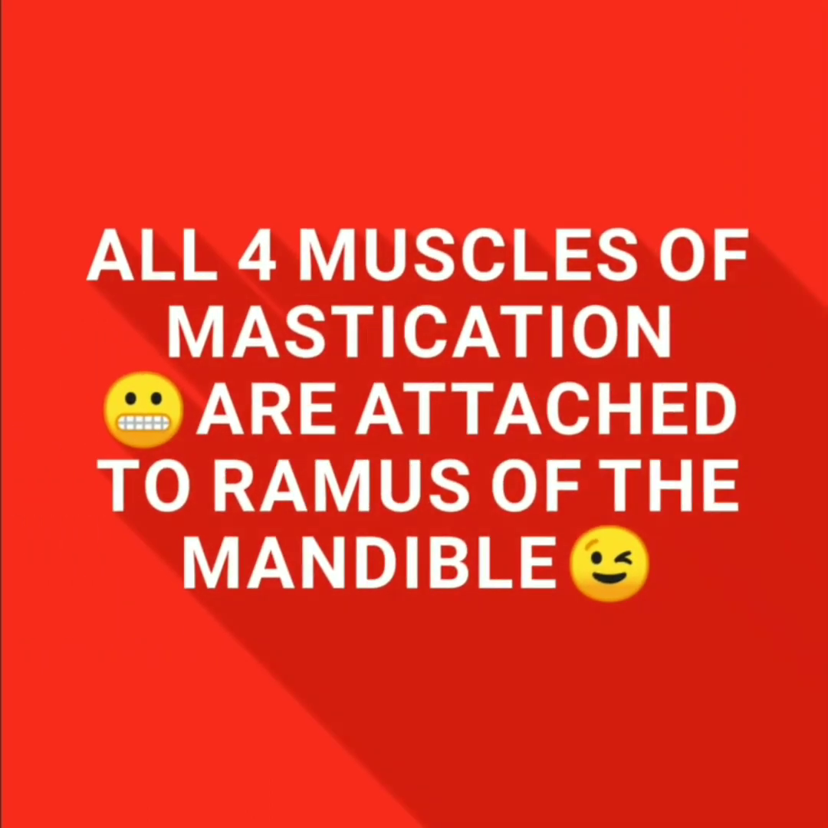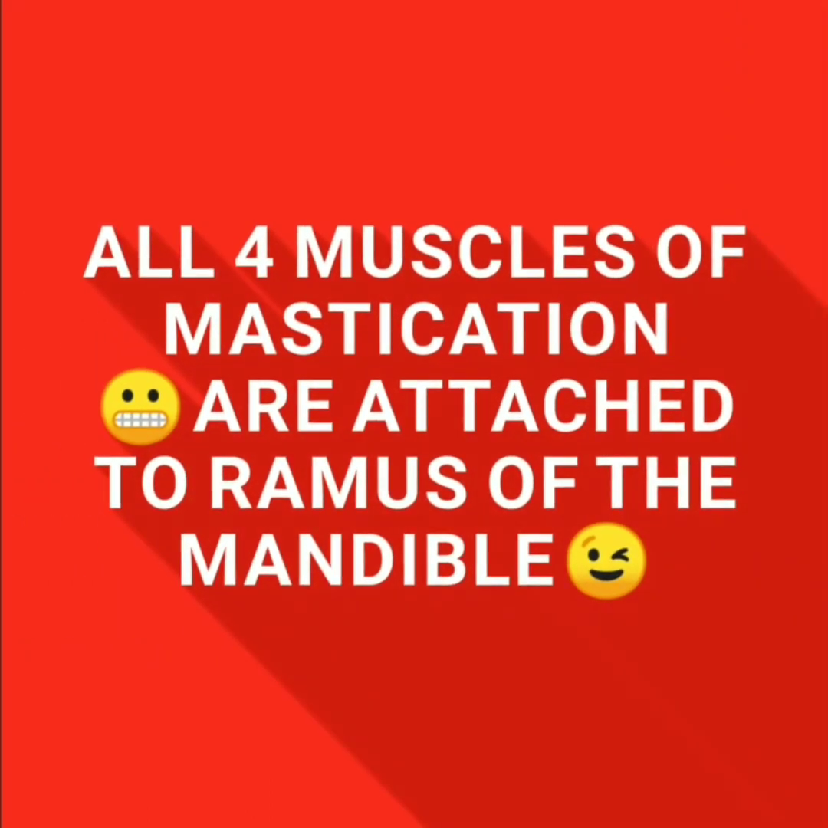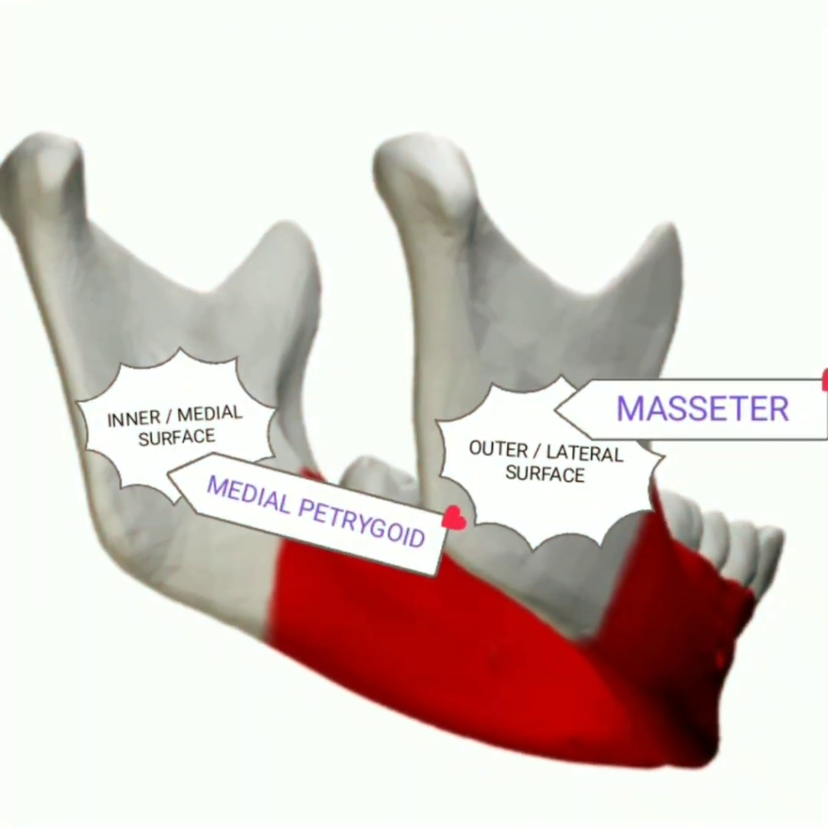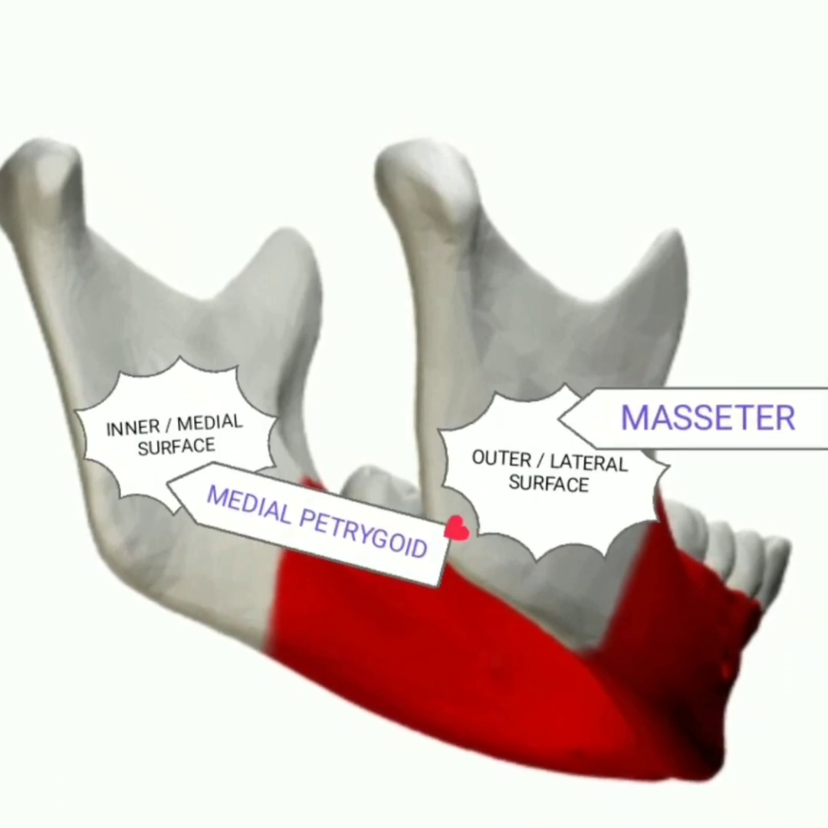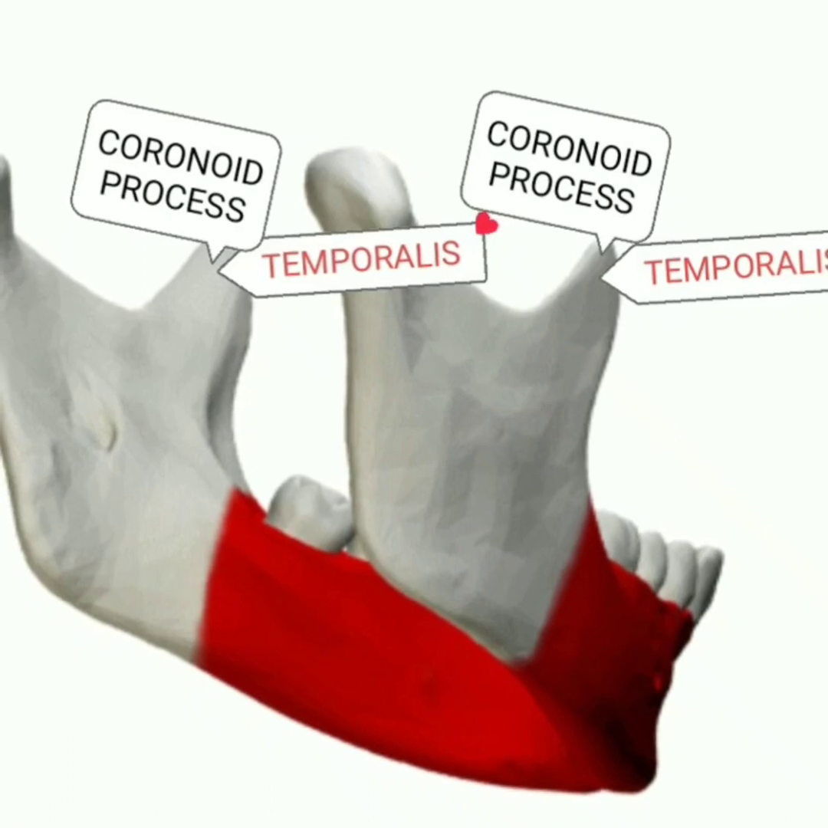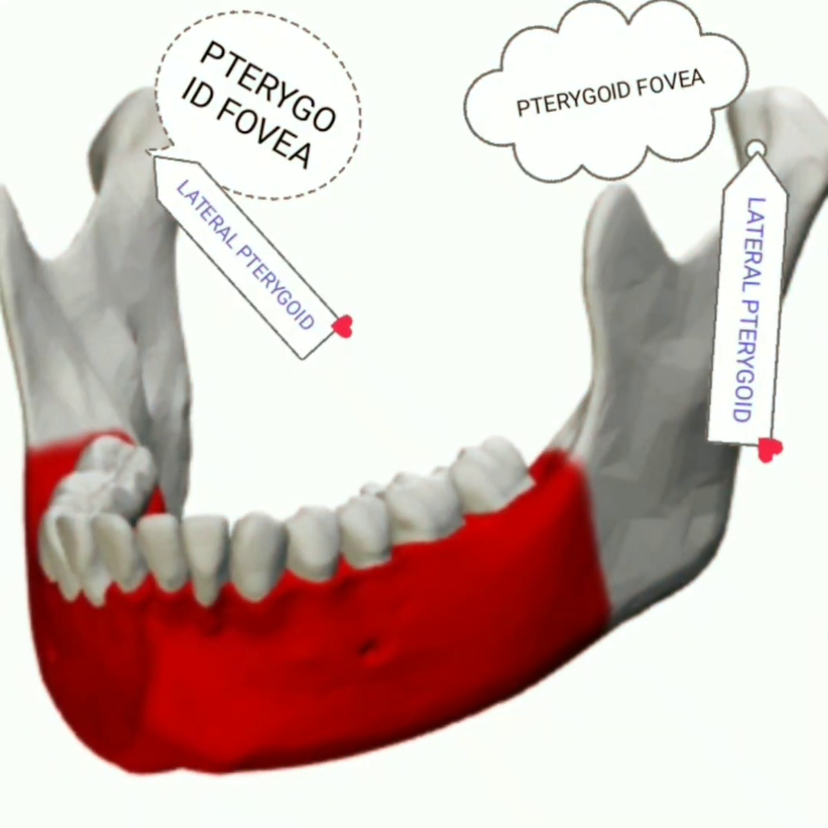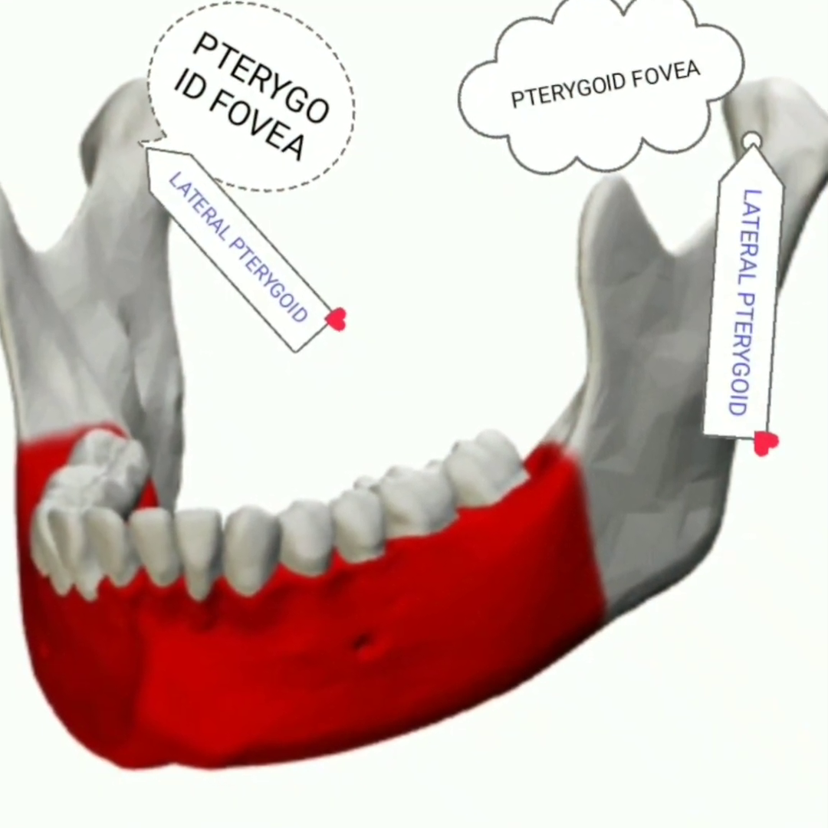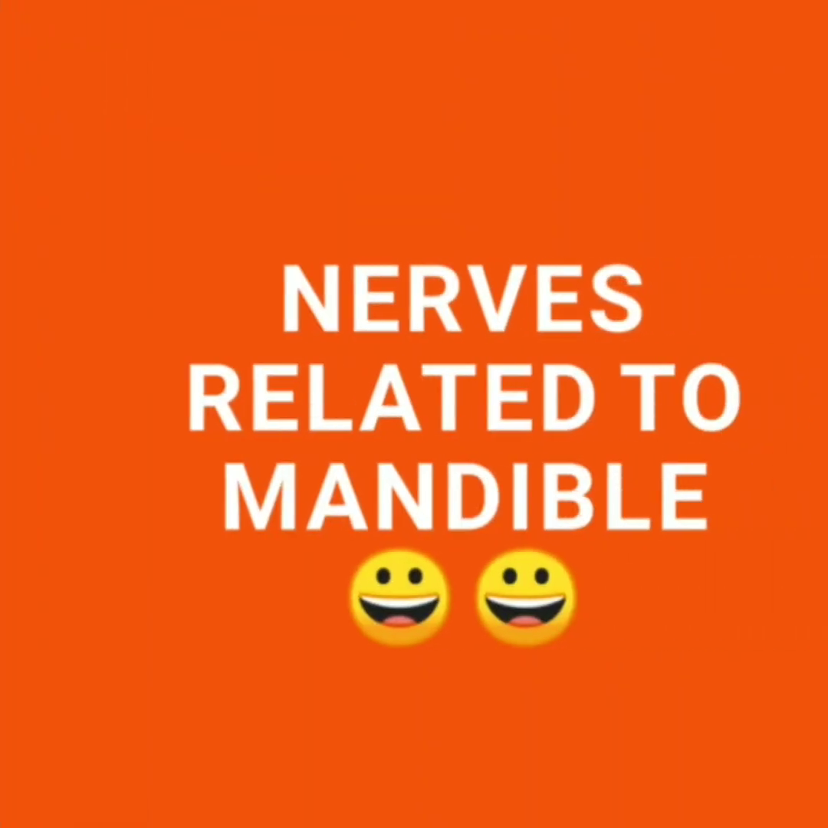All the muscles of mastication, namely masseter, temporalis, medial and lateral pterygoid, are attached to the ramus of the mandible. You can see the attachment of masseter on the outer surface, medial pterygoid on the inner surface, temporalis onto the coronoid process, and lateral pterygoid onto the pterygoid fovea seen on the neck of the condyle.